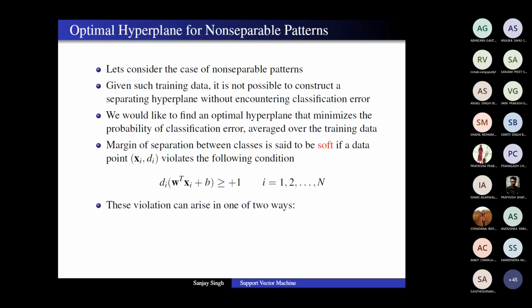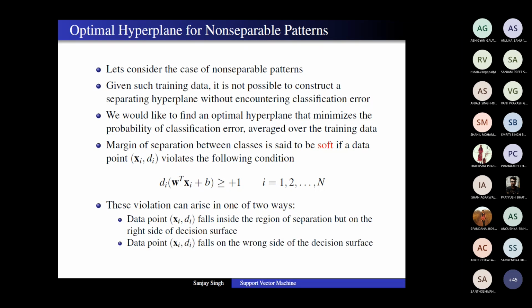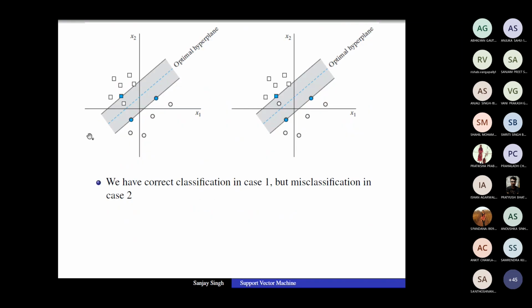There are two possibilities, and I will show this with the diagram also. First, the data point falls inside the region of separation, but on the right side of the decision surface. I'll explain this with the diagram, just hold on. Second, the data point xi falls on the wrong side of the decision surface.